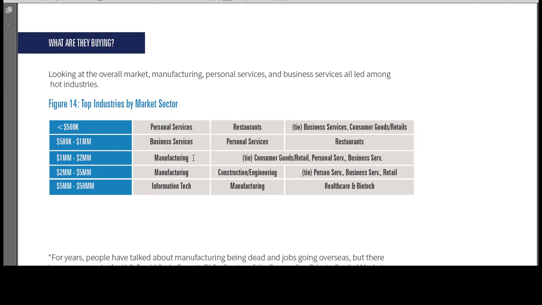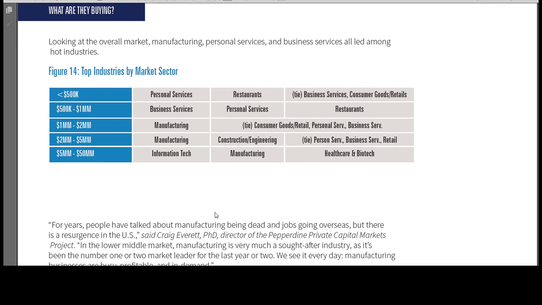And finally here, they're reporting on the top industries by market sector, showing which businesses were the hottest, so to speak, from buyers at each value. Manufacturing figures highly, and one of the authors of the report highlights that, saying that people talk about manufacturing being dead, but in terms of M&A, it's actually quite sought after. So that's interesting from an economic perspective.